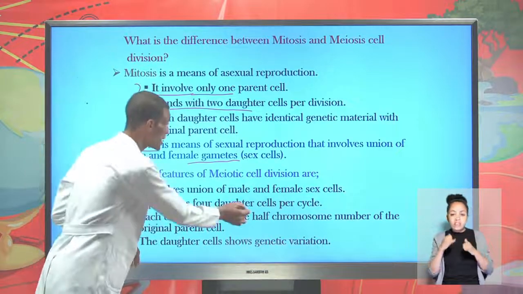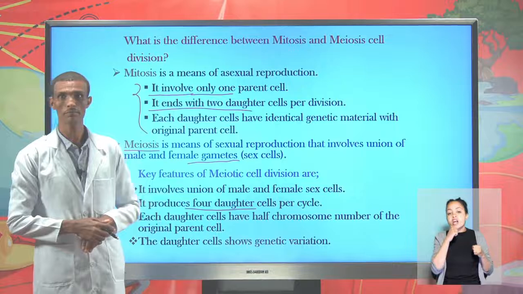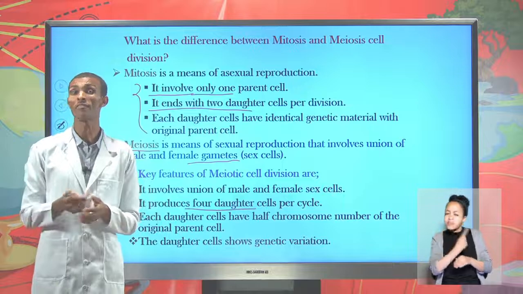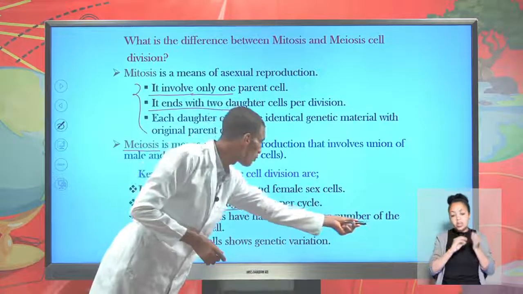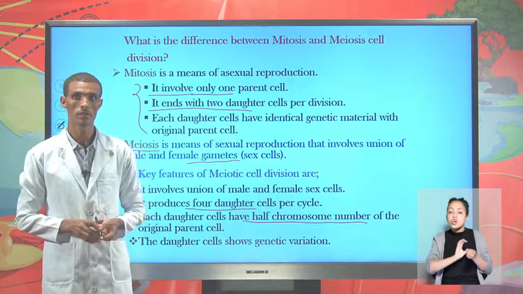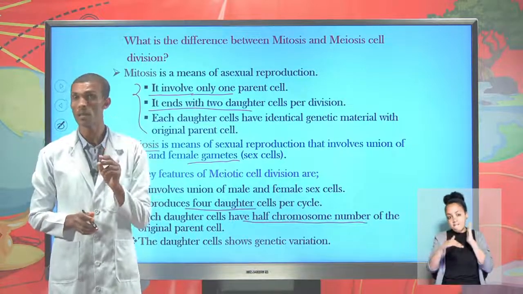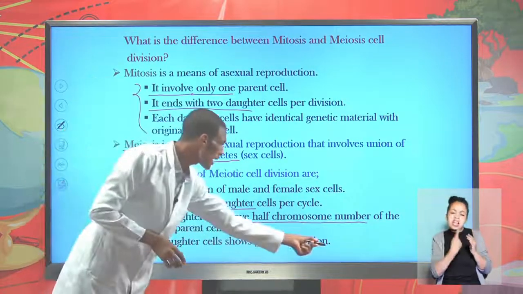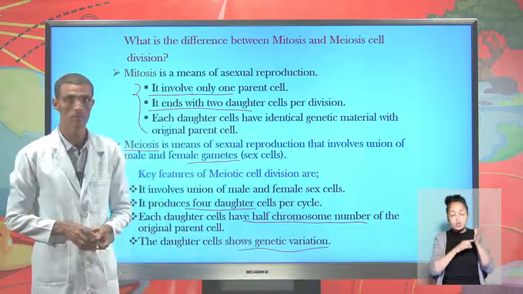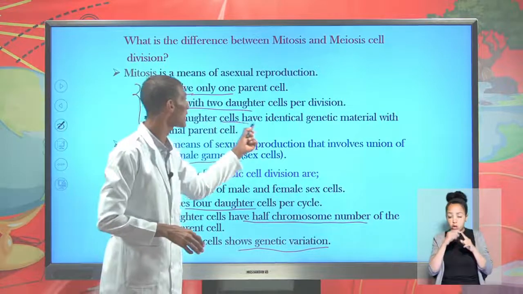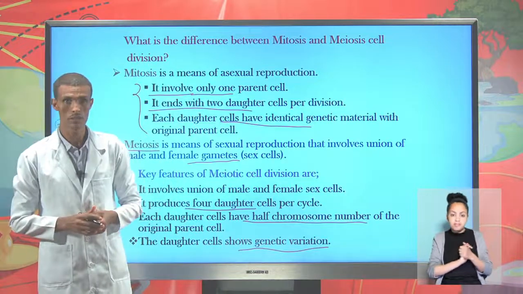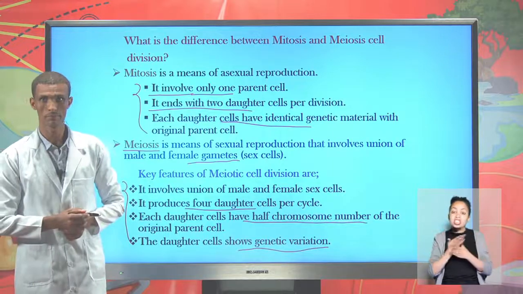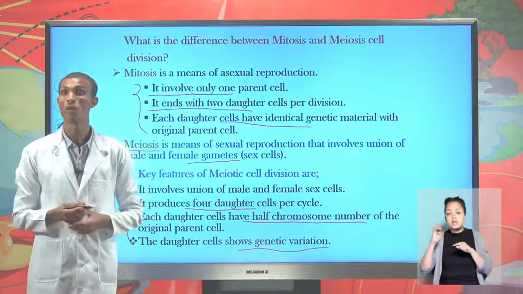The division ends with 4 daughter cells, not 2 as in mitosis, where each daughter cell has the number of parental chromosomes reduced by half. If the parental chromosome number is 46, it is reduced by half to 23. Each daughter cell shows genetic variation and is not identical to the original parent cell, unlike in mitosis. This is the critical feature that differentiates meiosis from mitosis.